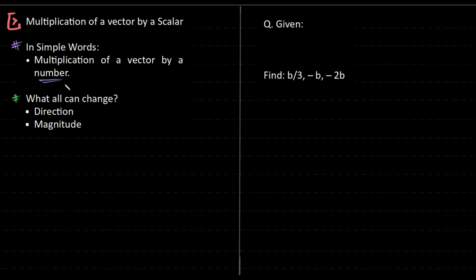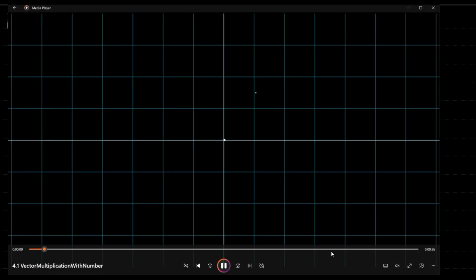When we multiply a particular number with a vector, or a vector is getting multiplied with a number, either way around, the direction and the magnitude can change. Can change, it's not like must change, can change. So here we have a vector. I have the reference of that, so I just made a copy of that.